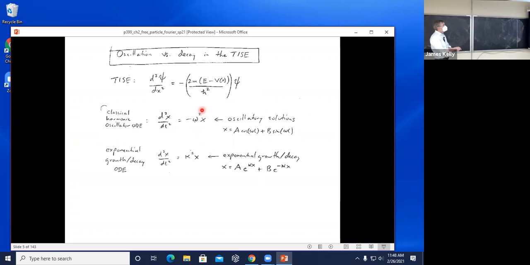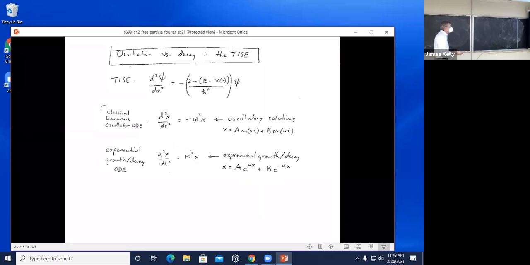Whereas if this thing in parentheses is negative, with the extra negative outside, the constant out in front of this psi becomes positive. And in those regions, we have what's like exponential growth and decay.